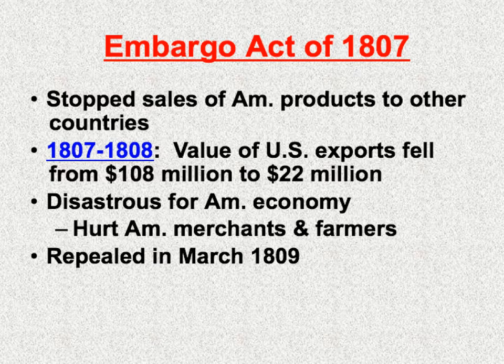So from 1807 to 1808, we're going to drop from $108 million of exports to $22 million. In the end, it basically hurts American merchants and farmers. And farmers, as you remember, are the ones that Thomas Jefferson stood up for and believed in. It's later going to get repealed by Congress because it was so disastrous to our economy.